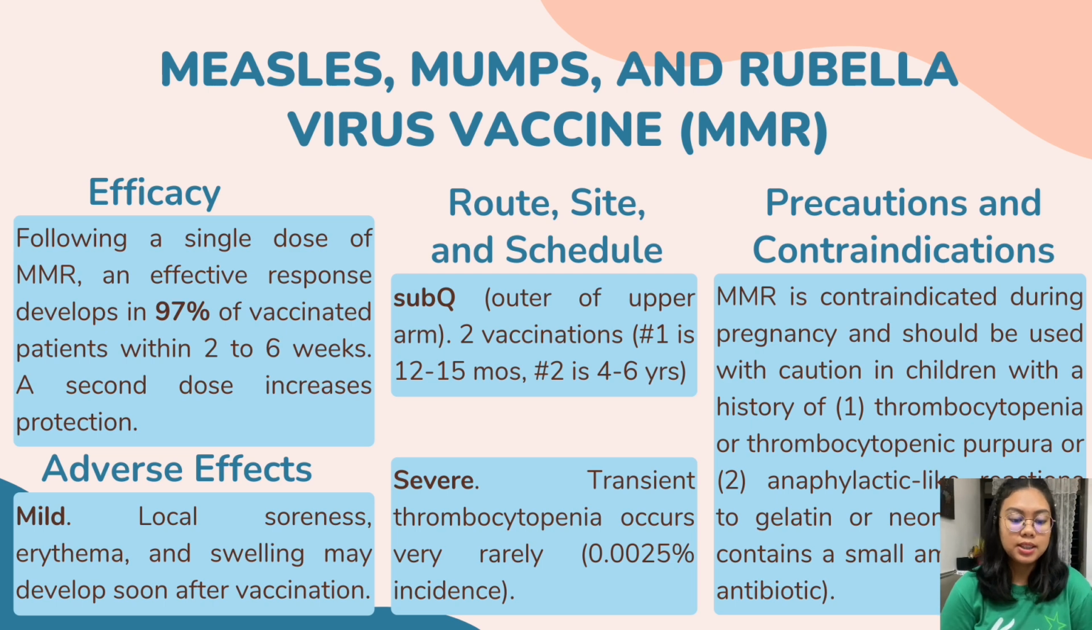For the route, site, and schedule of immunization, we have subcutaneous, at the outer upper arm. We have 2 vaccinations. The first dose is at 12 to 15 months, while the second dose is between 4 to 6 years old. Precautions and contraindications: MMR is contraindicated during pregnancy and should be used with caution in children with a history of thrombocytopenia or thrombocytopenic purpura, or anaphylactic-like reactions to gelatin or neomycin, because MMR contains a small amount of this antibiotic.